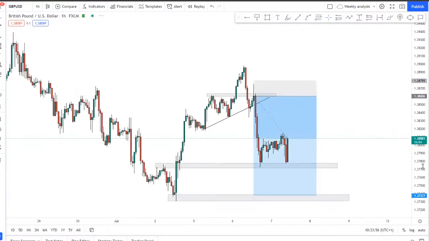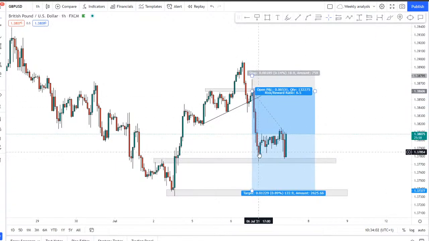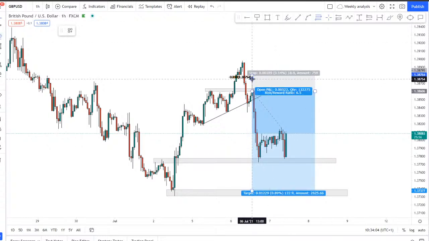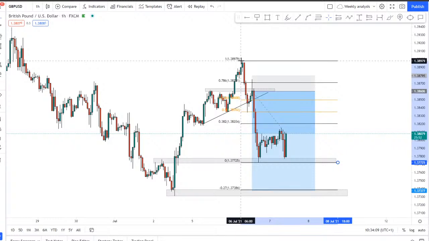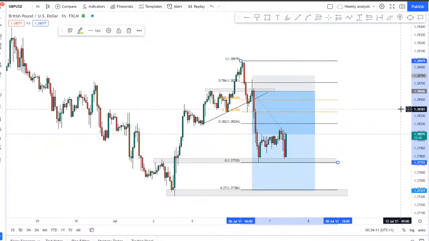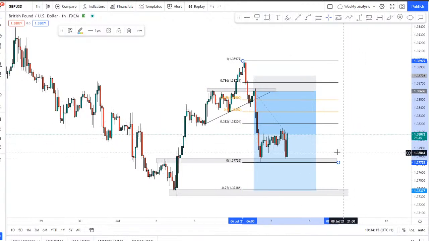So I'm currently in the NGU as well. Currently pushing to the upside, but nothing to worry about really. You can see the conviction here to the downside. If I stick a fib on the top, you can see it hasn't even reached 0.382 yet. So this strong bullish candle there, nothing really to worry about.